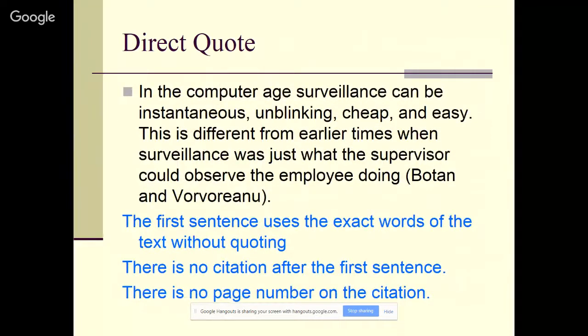Okay, with a direct quote, the first sentence uses the exact words of the text without quoting. We need quotation marks to indicate that we're not using our words. There's no citation after the first sentence. The first sentence comes from the source. It needs a citation. The second sentence also needs the page number.